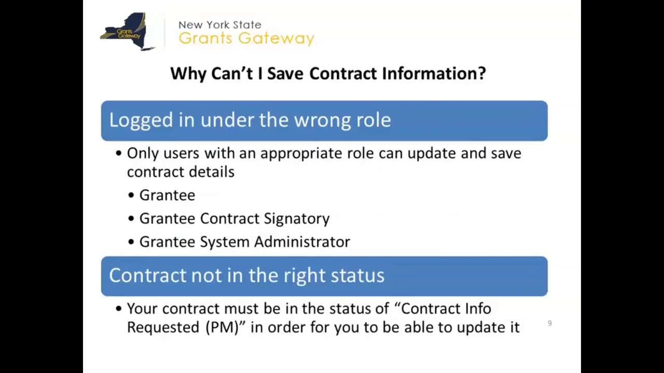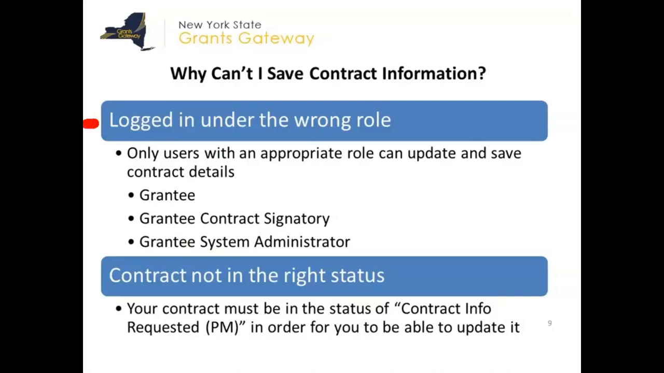So this is one of the frequently asked questions that we get at the help desk. People say, why can't I save contract information? I've logged in, I've gone to my contract, and I try to fill out something in the budget or the work plan, but there's no save button. And there's 2 reasons why that will happen. One is you're logged in under the wrong role. So it's in the right status, but you're not the right type of user. Maybe you're a grantee delegated admin.